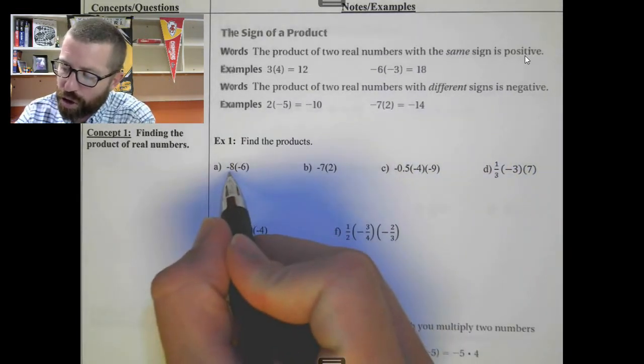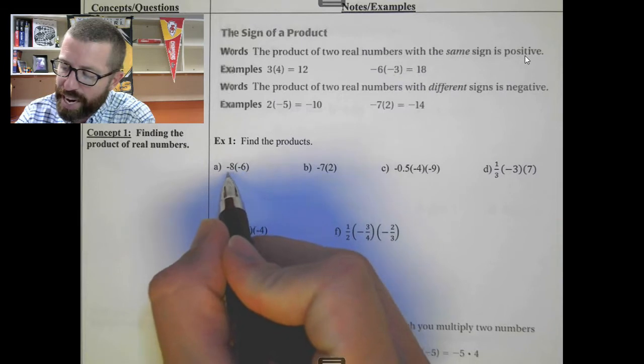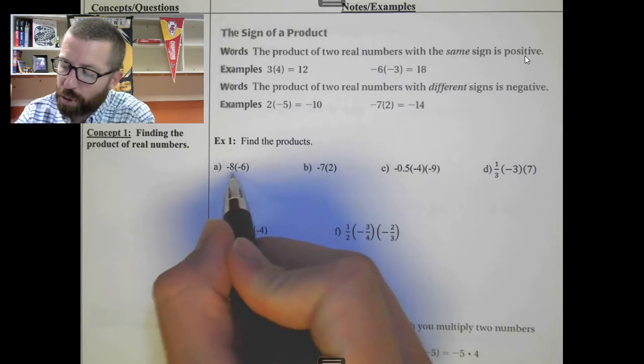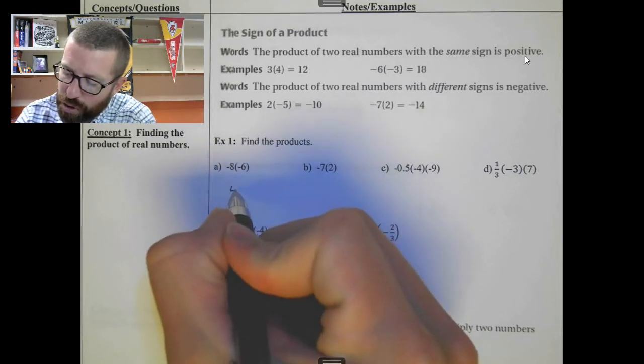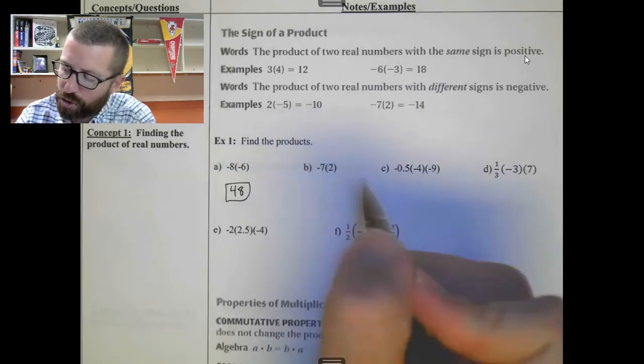So here, these are both negative 8. They're both negative. So negative 8 times negative 6 is positive 48 when you do 8 times 6.